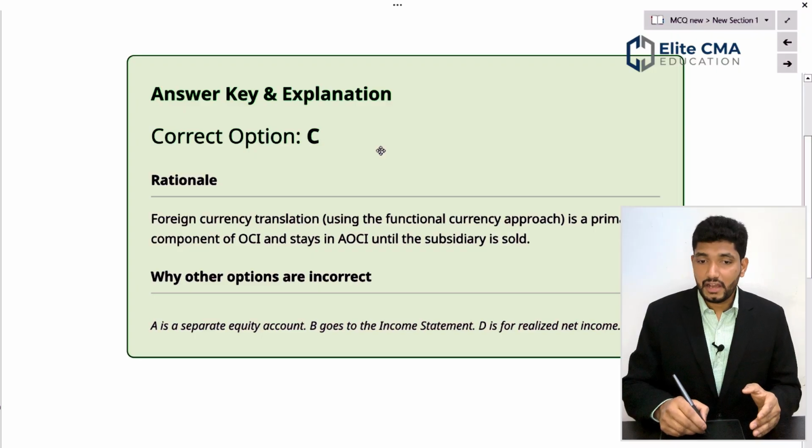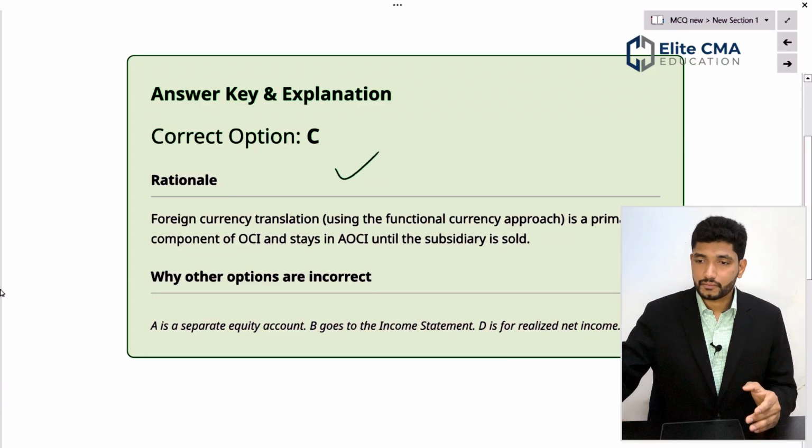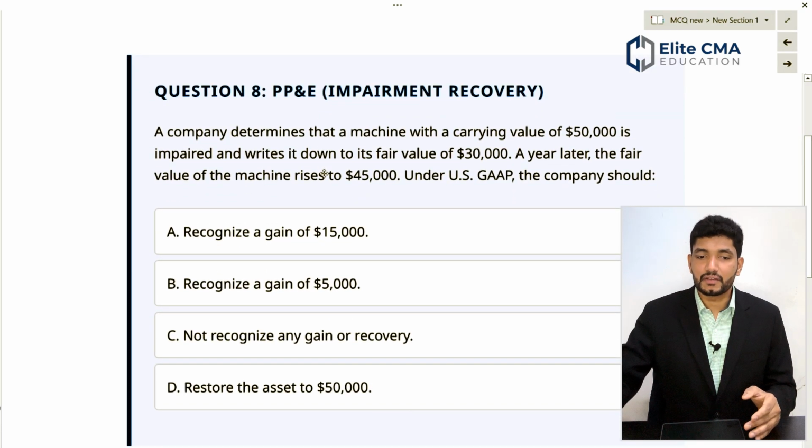You can see the answer and explanation here. Let us move into question number 8.